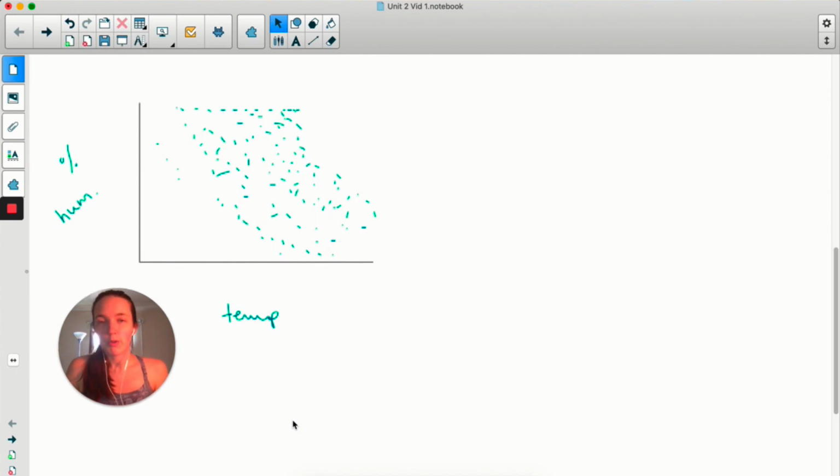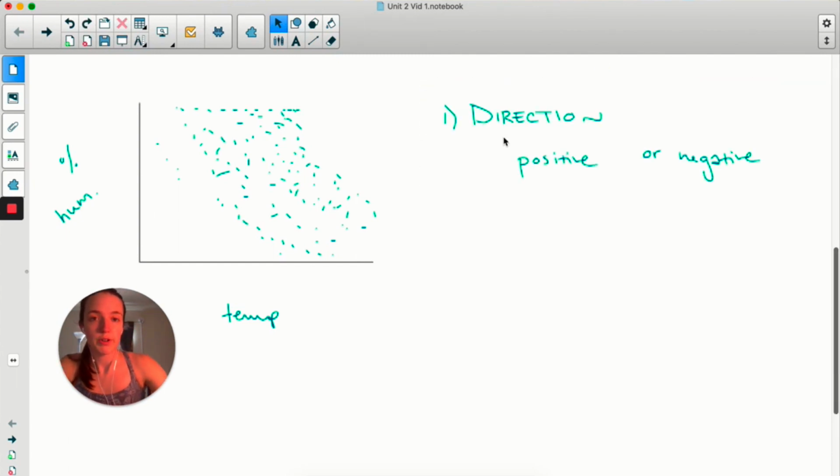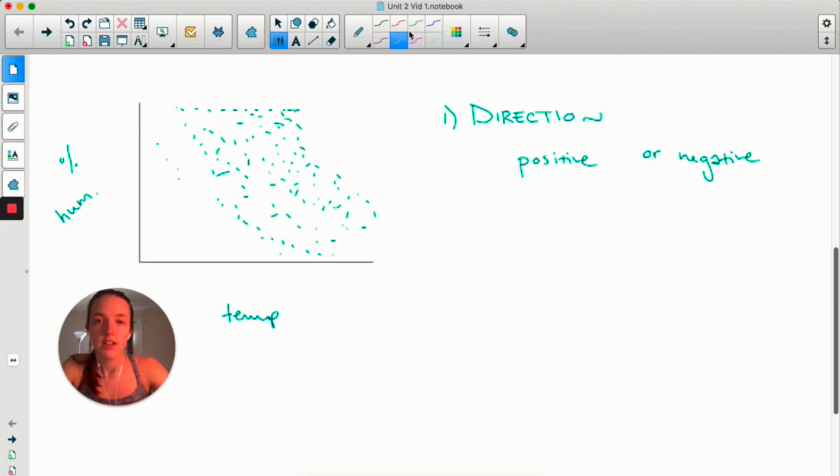In the last unit, when we described distributions, we had four things we had to mention: center, shape, variability, and outliers. When we're looking at scatter plots, we still have four things we need to mention as we describe, but they're a little bit different. The first thing you should always mention is the direction. Direction can either be positive or negative. So in general, a positive direction is when x increases, so does y, which would look like this.